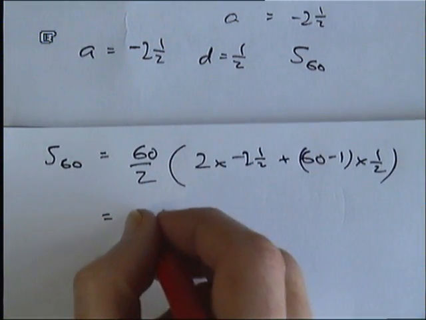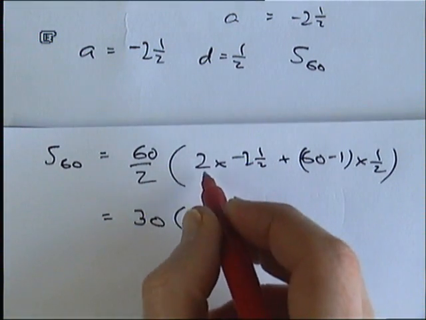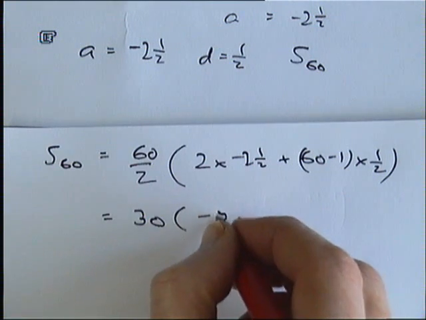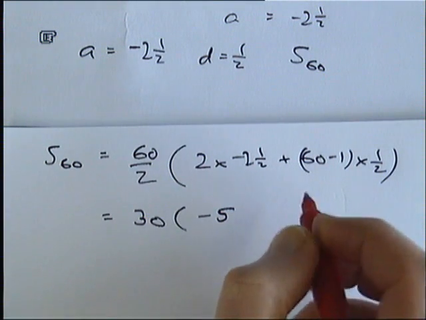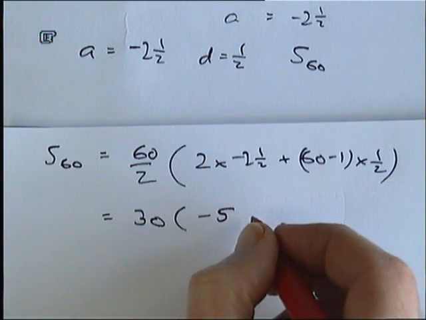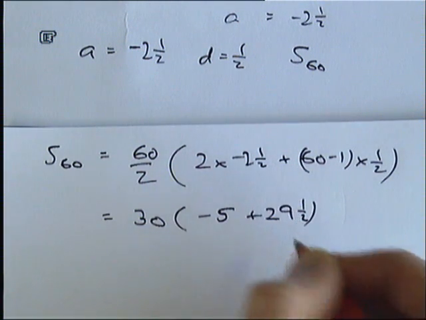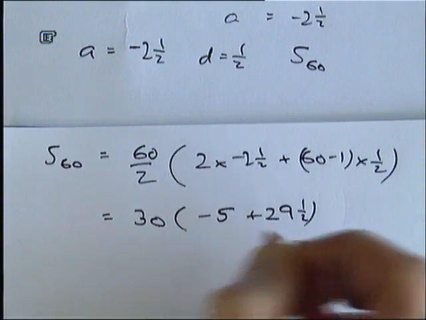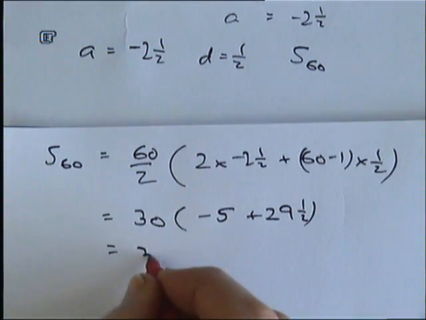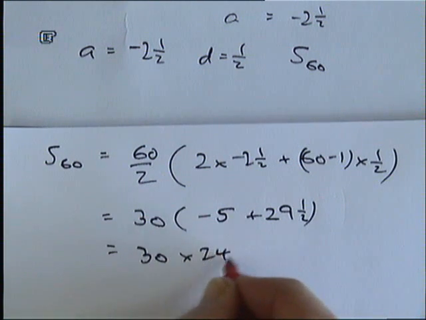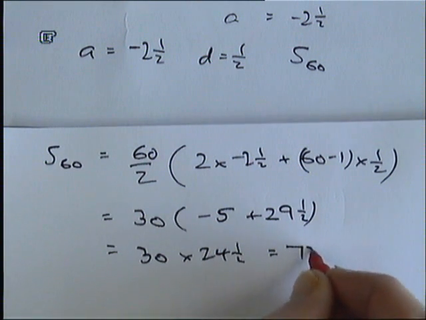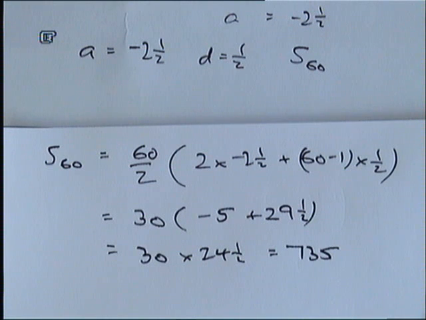So 60 over 2 is 30. 2 lots of minus 2.5 is minus 5. And over here I'm going to have 59 times a half, which is 29.5. And if you work that out in the calculator, which will be the same as 30 times 24.5, you get an answer of 735. So 735 is the sum of these first 60 terms of this series.